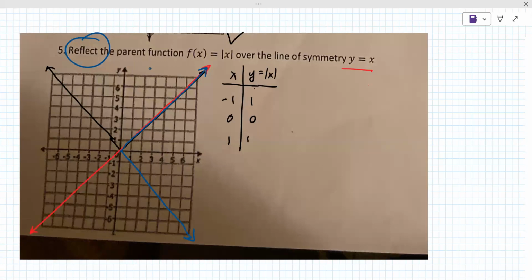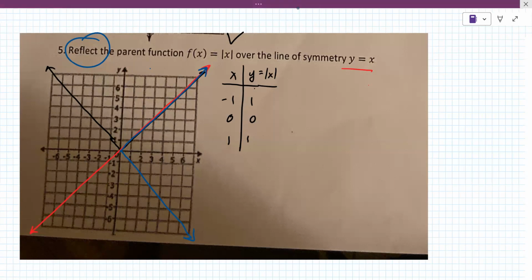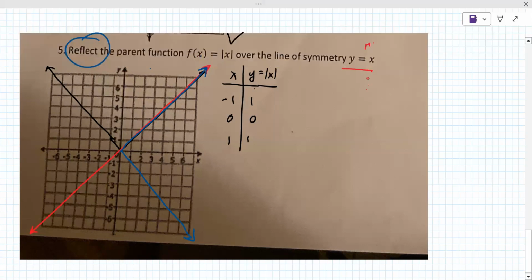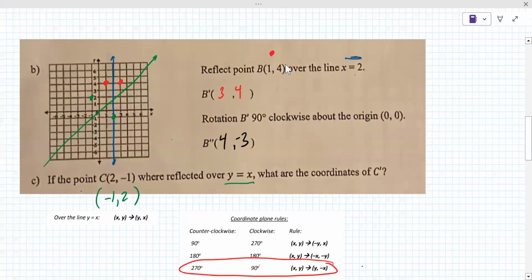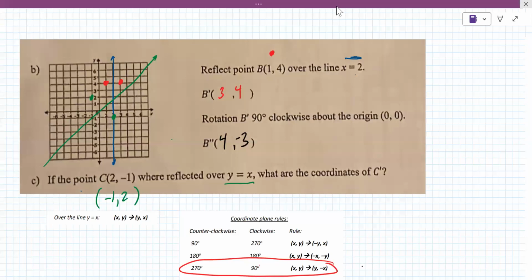Okay, wait. So what exactly is the line of symmetry again? It's like a mirror that you're reflecting over. Let's go look at it in a previous problem here. The line of symmetry here is 2. And see how we move that red point over it? It's like looking in a mirror. When you look in the mirror, you see yourself, you look the same distance away in the mirror as you do outside the mirror.